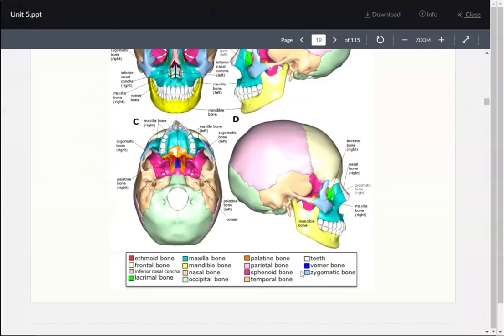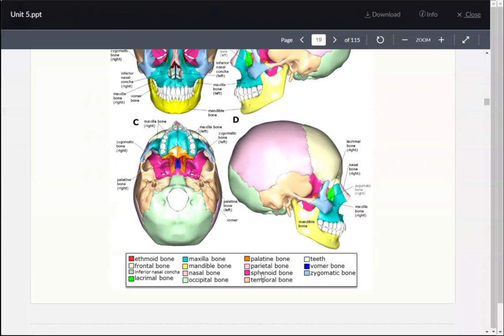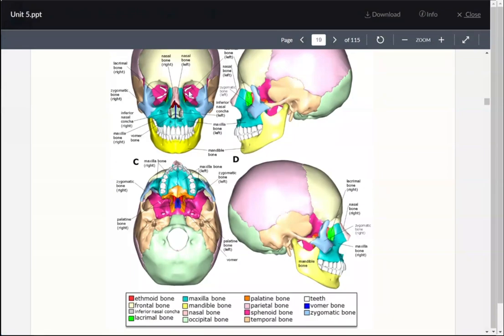Maybe I'm missing it. Sphenoid. Yes, I am. The bright hot pink. This is your sphenoid bone. The back side of your orbital socket. And the ethmoid bone is in red. So it's right here. Right here next to our lacrimal. As you can see, very internal.